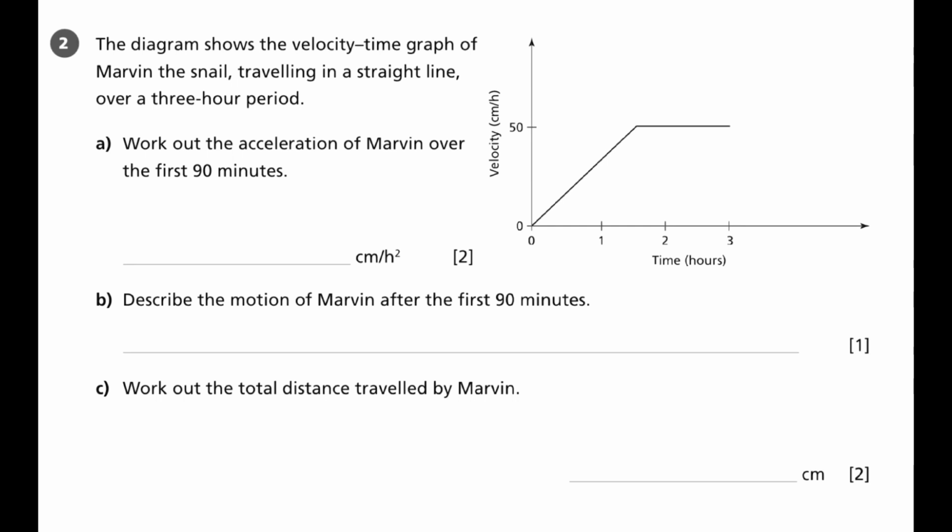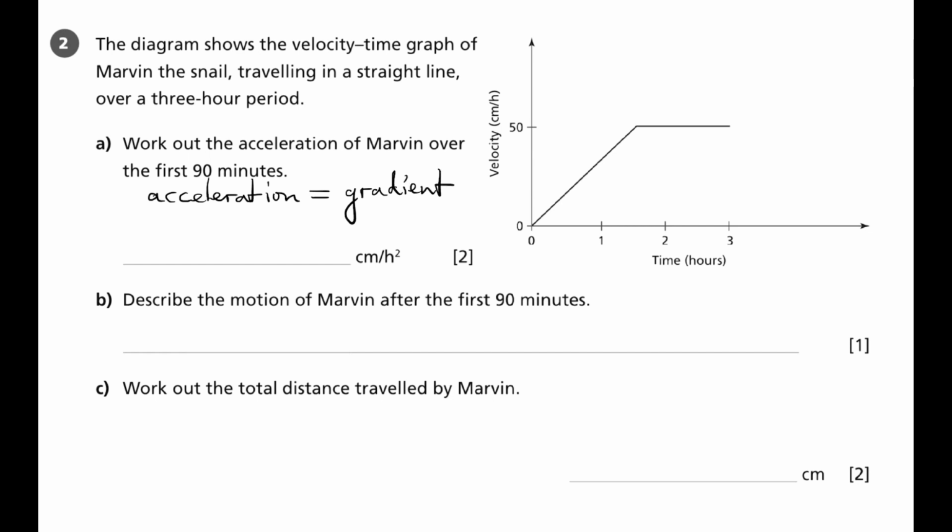In this question, we're looking at a velocity time graph. Part A wants the acceleration. One of the key facts for velocity time graphs is that to work out acceleration, we find the gradient of the graph.